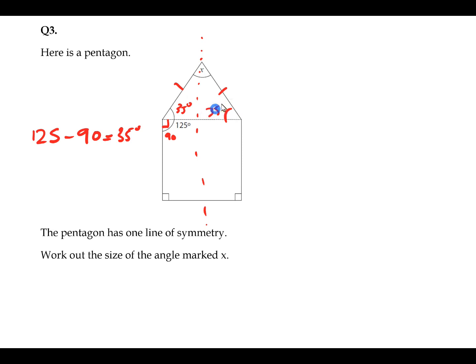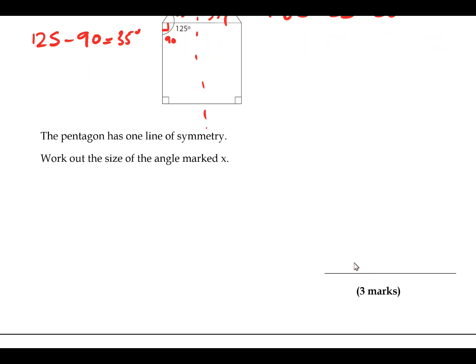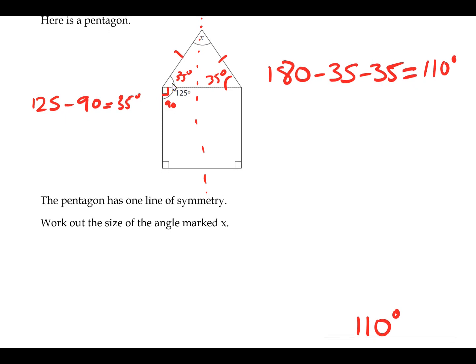If that's 35 and this is an isosceles triangle, then that's 35. So to find X, the triangle is worth 180. We're going to take away 2 lots of 35 and it will tell us what the angle X is. So we've worked out that X is 110 degrees. So for 3 marks, some working out to find this angle here, to be aware that this is an isosceles triangle because it has one line of symmetry, and then to take the 2 lots of 35 away from the 180 to get your answer of 110.